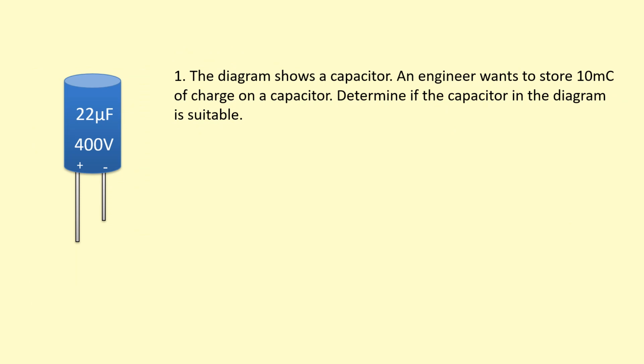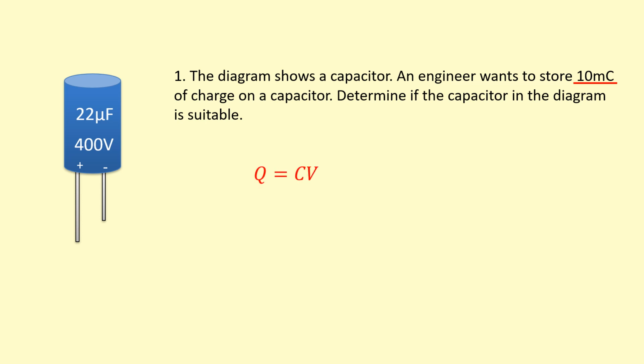The example question: the diagram shows a capacitor. An engineer wants to store 10 millicoulombs of charge on a capacitor and determine if the capacitor in the diagram is suitable. So we want to store 10 millicoulombs, but we've got some properties of the capacitor written on the capacitor itself in the diagram here. It's got a capacitance of 22 microfarads, and that 400 volts is the maximum voltage I can apply across it before the dielectric possibly breaks. So we shouldn't go above 400 volts. Okay, so let's figure out the maximum charge you can store on it, and if that's bigger than 10 millicoulombs.